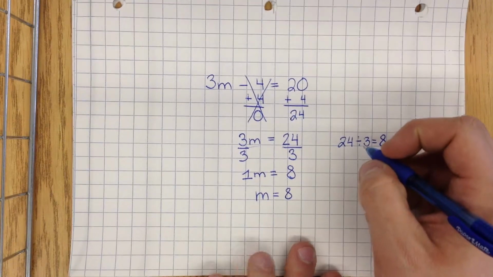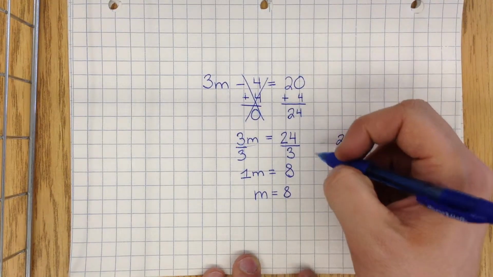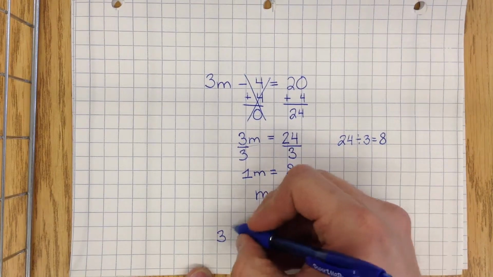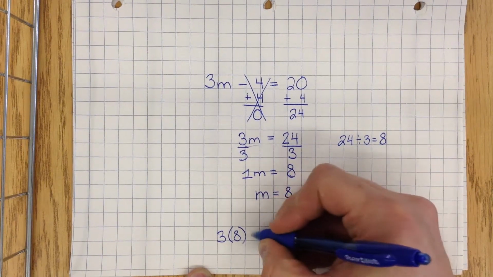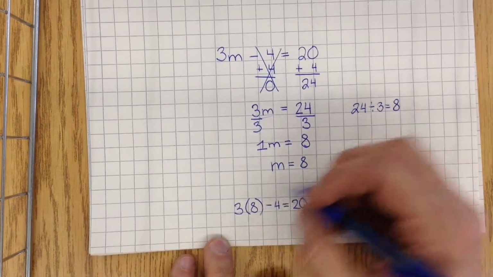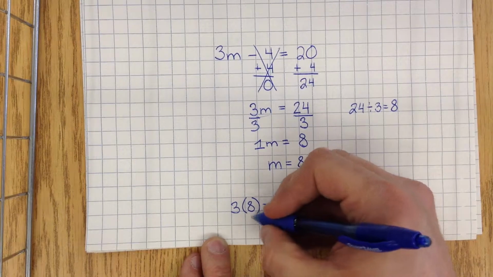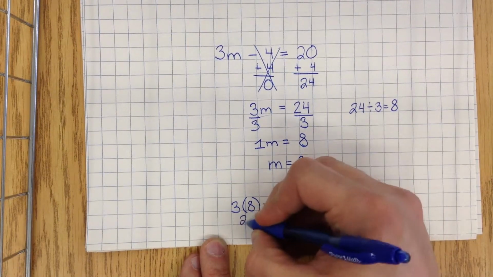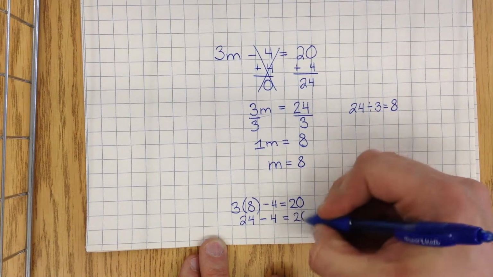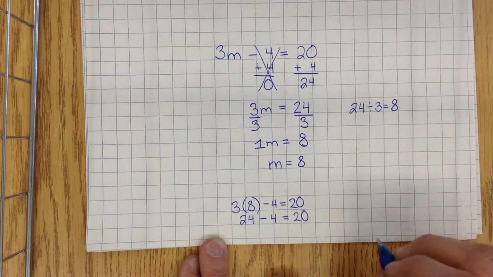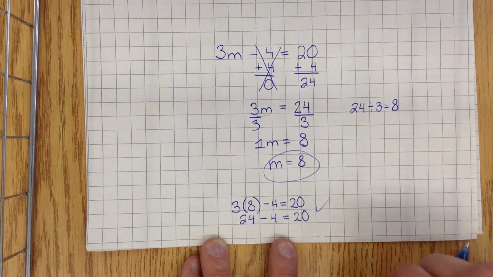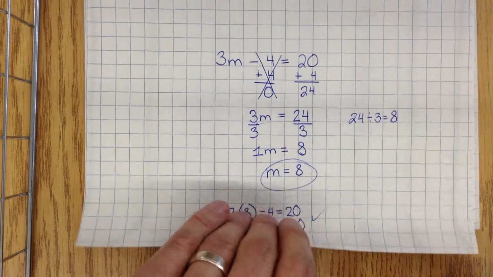How can I check? One more time, I can rewrite the equation, but this time with the 8 in there. So I can say 3, and not 3m, but 3 times 8, take away 4, equals 20. 3 times 8 is 24. 24 take away 4 equals 20, and we know that's correct, which means that m equals 8 is absolutely correct.